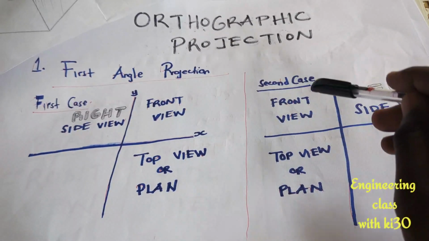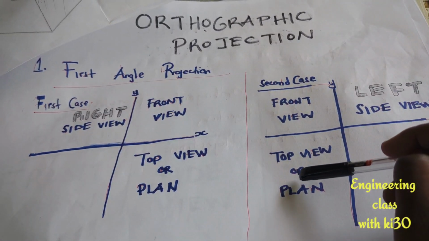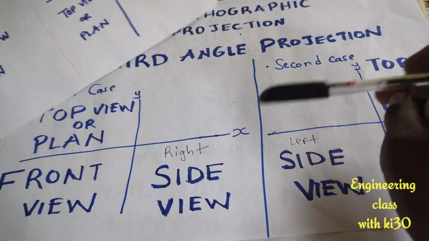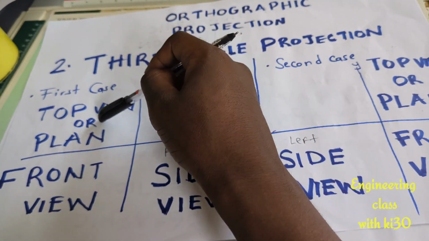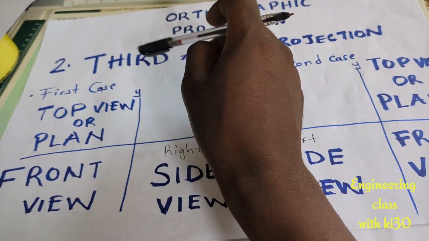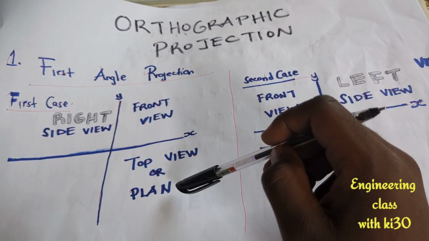The first case, as I told you, is when we are portraying the right view and the left view. Both cases, the top is always at the bottom for the first angle projection. But for the third angle projection, the top is always at the top. Be careful with that. The first thing you have to be careful with. The top is always at the top for the third angle projection. The top is always at the bottom for the first angle projection.